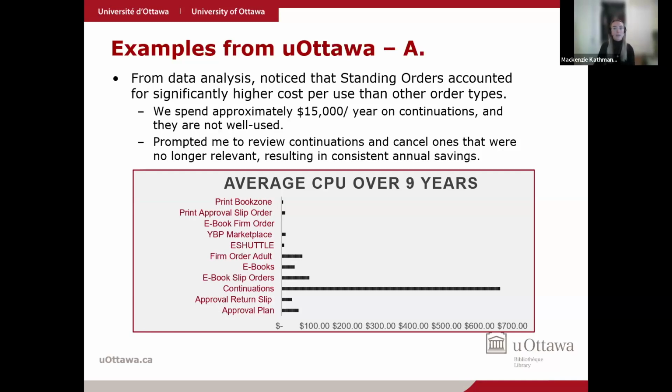For me, this signaled that maybe we're spending too much on continuations, meaning automatically purchasing books in a series, despite the fact that they're not being used. This prompted me to look at continuations we have set to come automatically and assess whether there were any that should be stopped. This results in annual savings, and while it isn't maybe groundbreaking, it's just one example of this data signaling pain points in our collection processes.